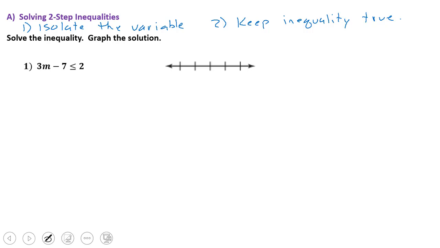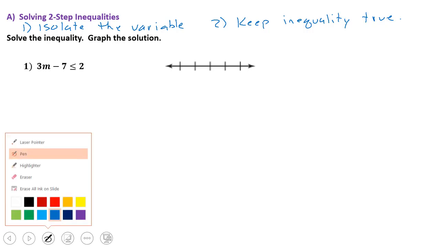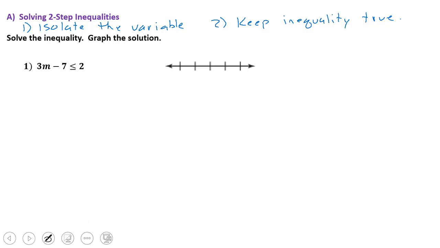So in example number 1, 3m minus 7 is less than or equal to 2. The first thing we want to do to isolate that variable is do the inverse operation to eliminate the constant. We want to combine these like terms by moving that constant, negative 7, to the other side. The inverse is to add, and we're going to keep the inequality true by adding to both sides. We're not multiplying or dividing by a negative. So 3m is less than or equal to 2 plus 7, which is 9.